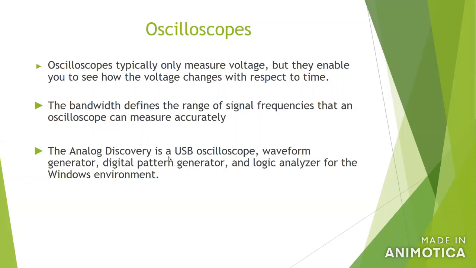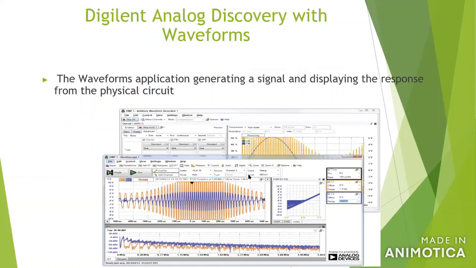This gives us an example. You can see these waves. They are the voltage changing waves, the voltage change over time. By using a multimeter, you cannot see this; you only see the voltage value, not how the voltage changes over time. But by using an oscilloscope, you can understand how the voltage changes over a period of time.